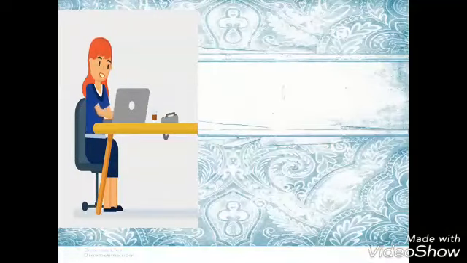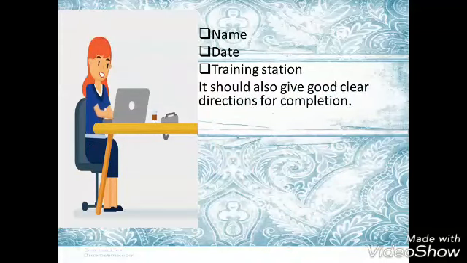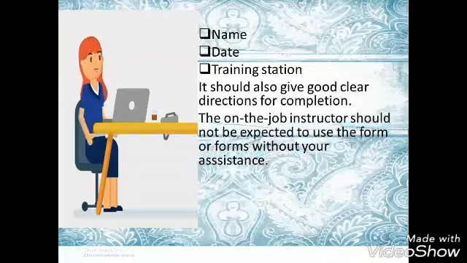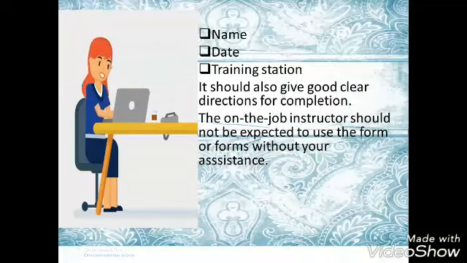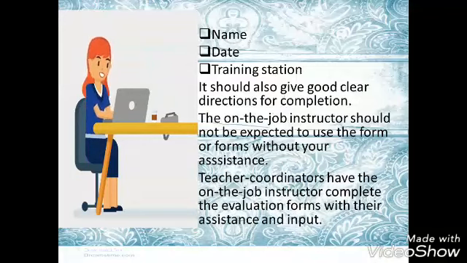The form you finally devise should have space for identifying data: name, date, training station, etc. It should also give good clear directions for completion. Even so, the on-the-job instructor should not be expected to use the form or forms without your assistance. You should explain in advance to the instructor how the form is to be completed and what the items on the training scale mean. Some teacher coordinators have the on-the-job instructor complete the evaluation forms with their assistance and input. However, this is not required.